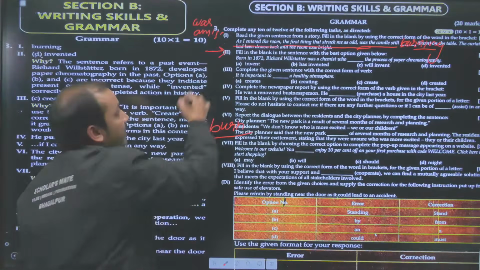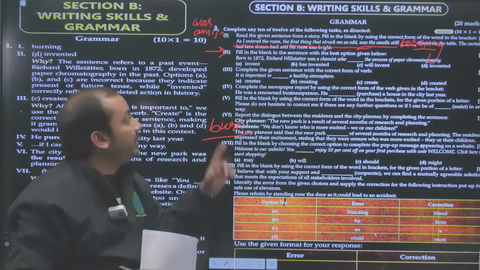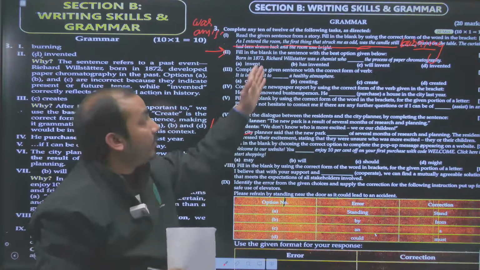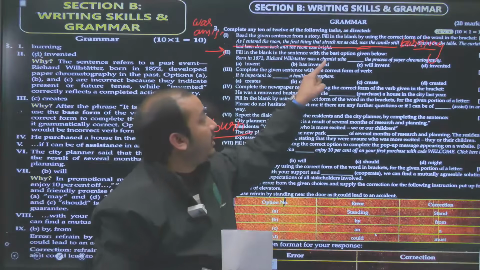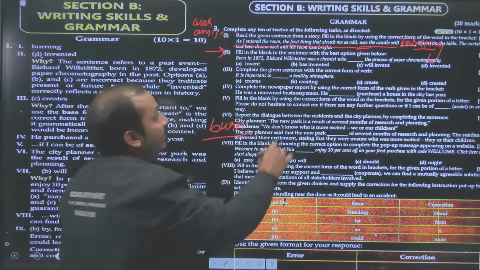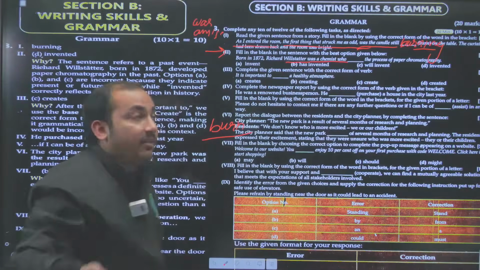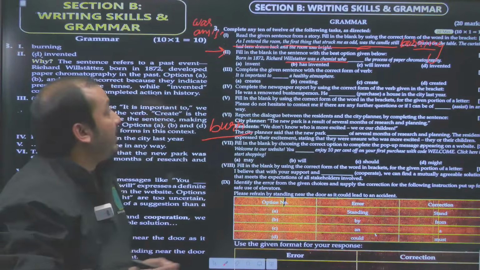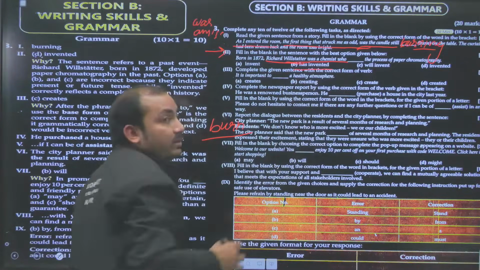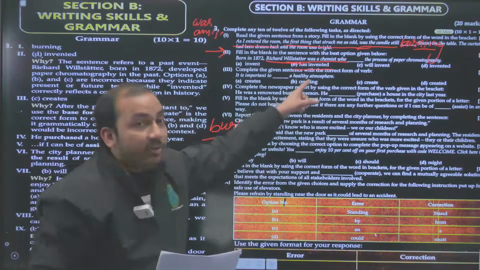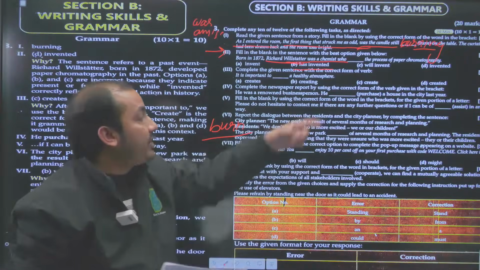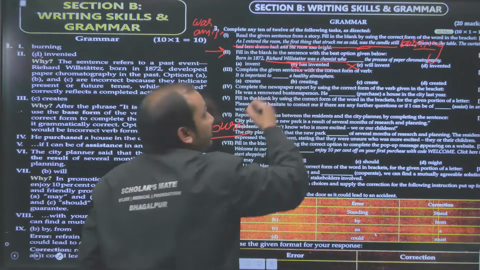And come to the next question. Fill in the blanks in the sentence with the best option given below. "Born in 1872," it means this sentence is also from the past time. "Richard Willis Trotter was a chemist who dash the process of paper chromatography." Here we are talking about the discovery of paper chromatography by Richard Willis Trotter. If I write "has invented," it will definitely be wrong because "has invented" is related to the present time. If we write "will invent," it means we are talking about the future. So both options will be eliminated from this question.